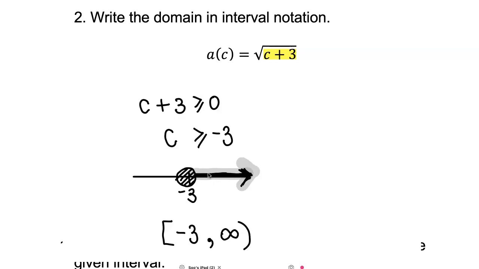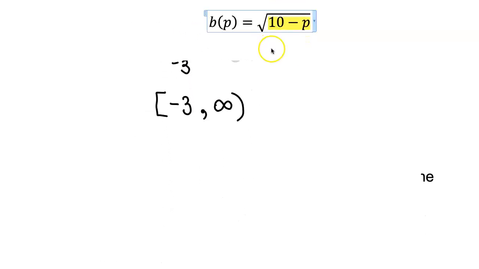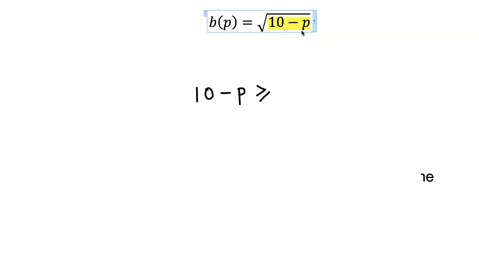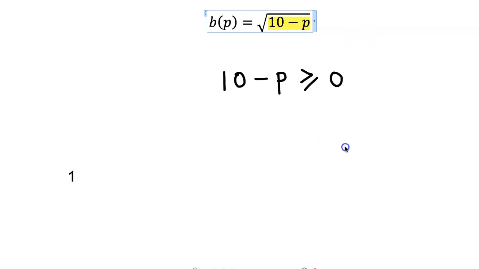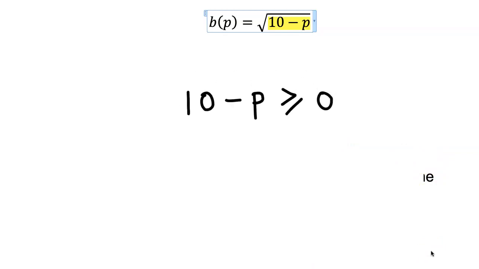Now you're ready to do the second one. The second one is B of P. The same rule applies. Grab that radicand, 10 minus p, and set it greater than or equal to 0. There are different ways you can solve this, but I'm going to do it the regular way, because I really want to talk about flipping the inequality symbol when we need to.